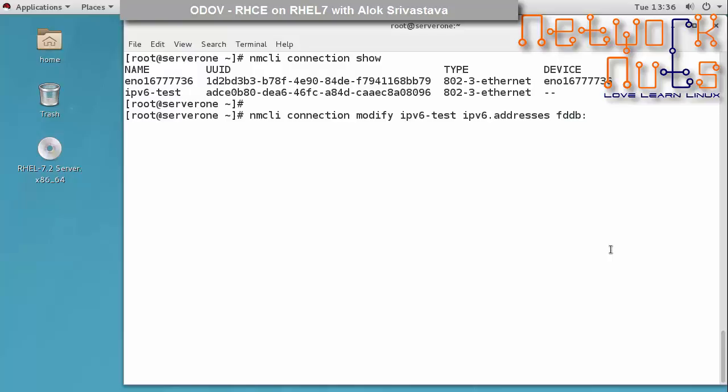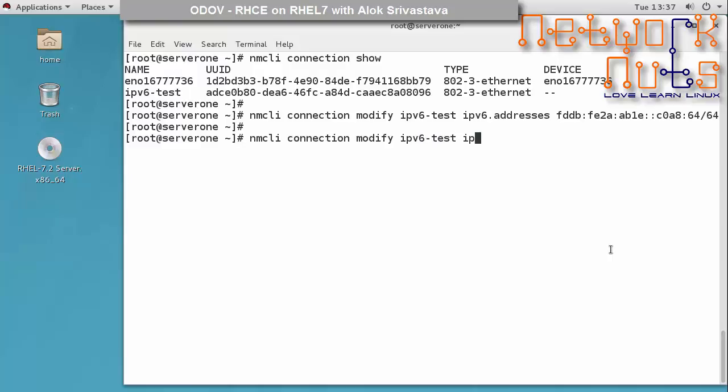I'm just using this number. AB1E. That means all zeros. Colon 64/64. It's done. And I should be assigning it manually. So the next is nmcli connection modify IPv6-test ipv6.method manual. So I have assigned this.